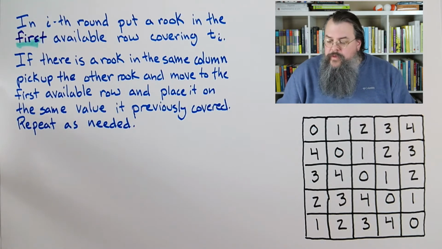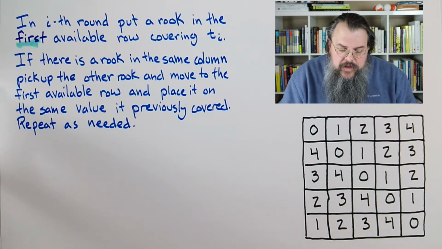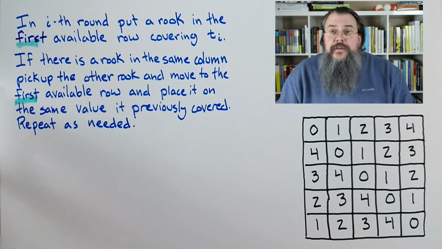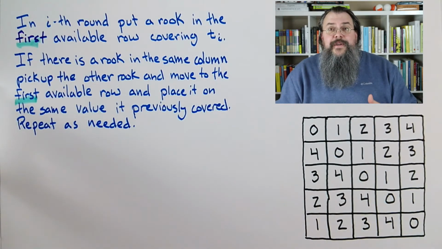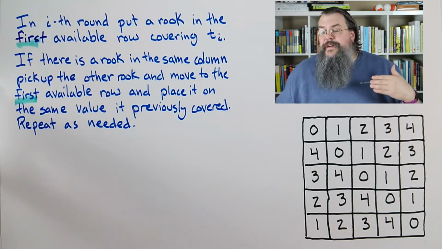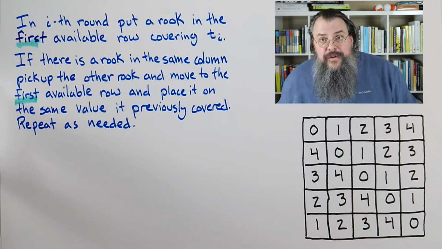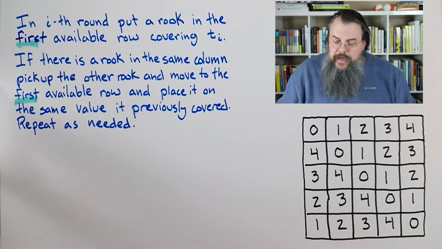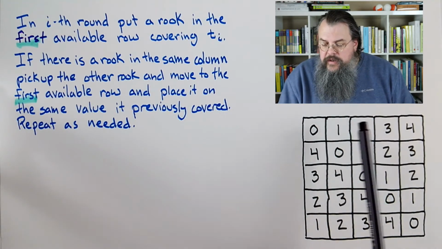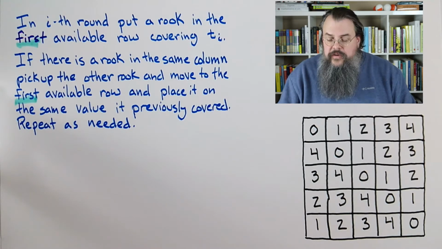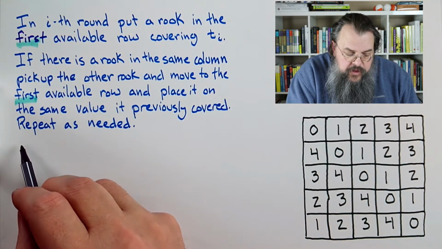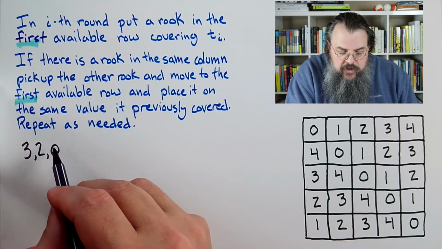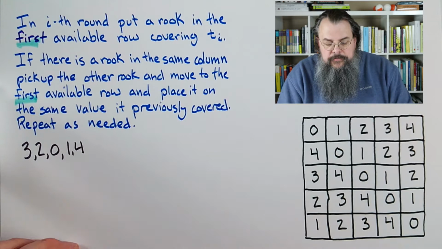All right. So we have the idea. It's pretty straightforward. Just always move things to the first available row, resolve conflicts, life is good. Let's actually do some examples just so we can feel we get the hang of it. So we have a board here, and it's a nice board. So let's try some patterns. So let's suppose the numbers we want to put down are 3, 2, 0, 1, and 4.